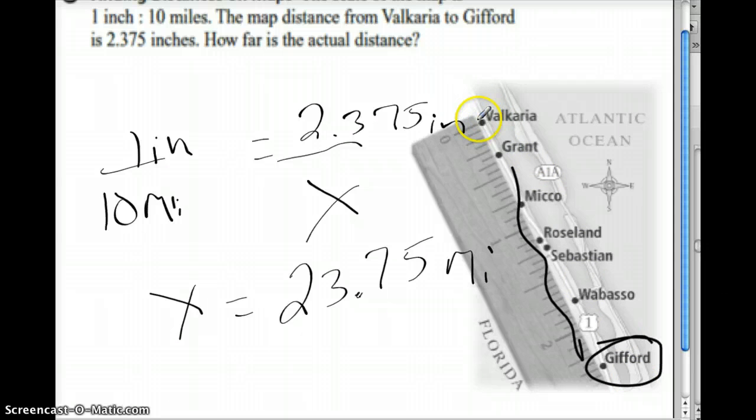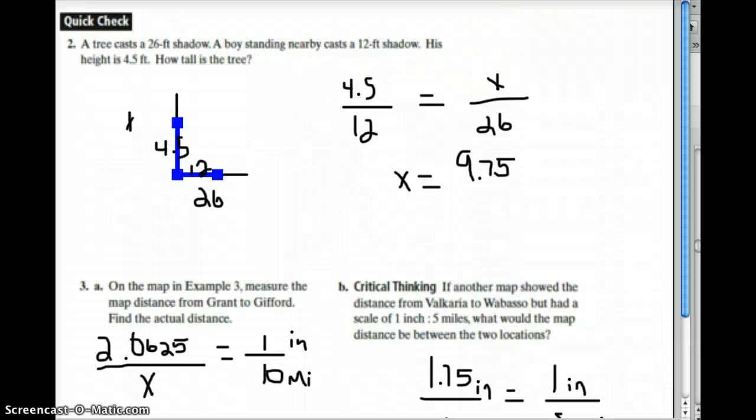If we look on our map, here we have a ruler, and we can see that we have 2 and I believe it's 3/8 of an inch, which is 2.375. So we have our distance on the ruler, but we want to know the actual distance. So we can place that as x. Again, we can cross multiply to solve for the distance, which is 23.75. I might have underestimated that a little bit. No, quarter, yep, that looks about right. So go ahead and try the quick check. When you're ready, check your answers.